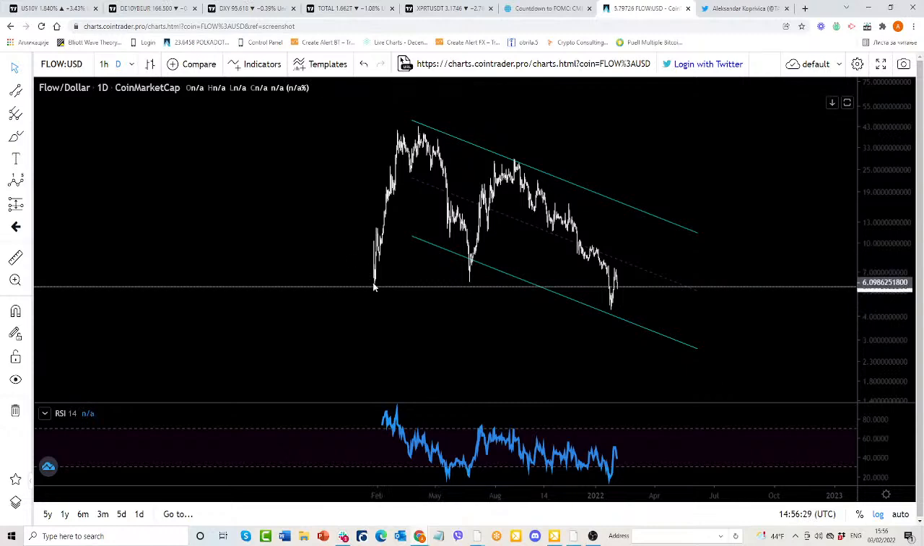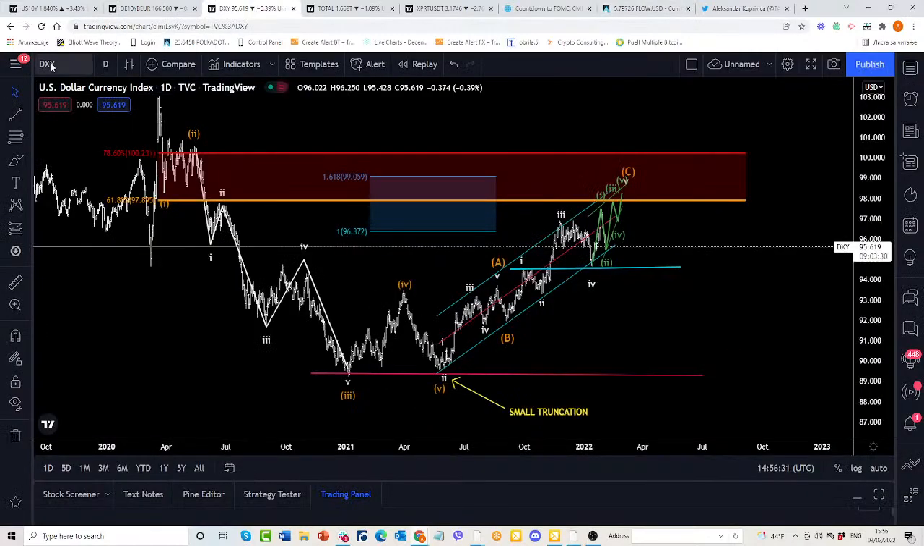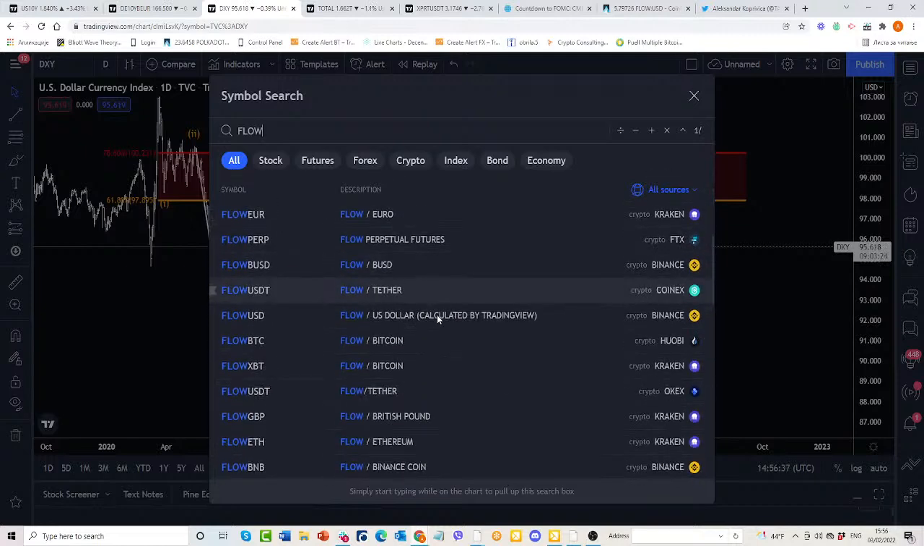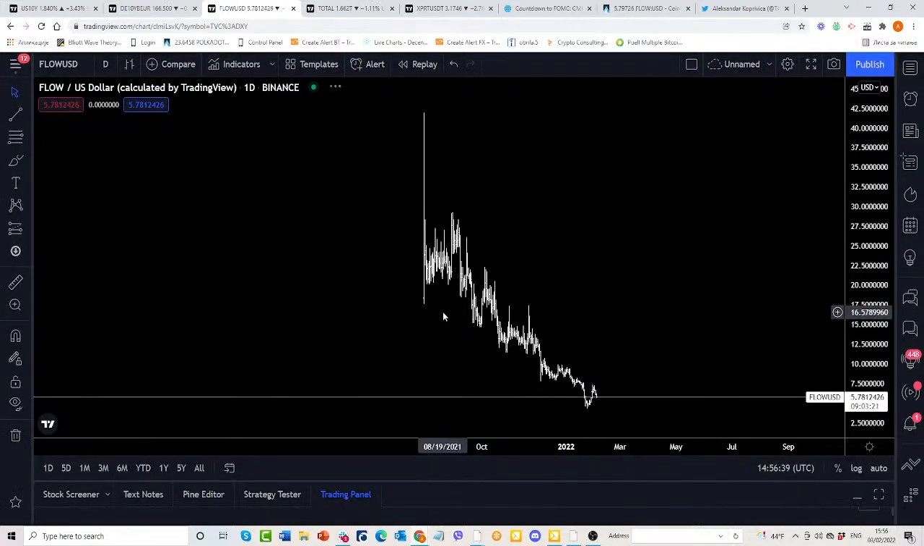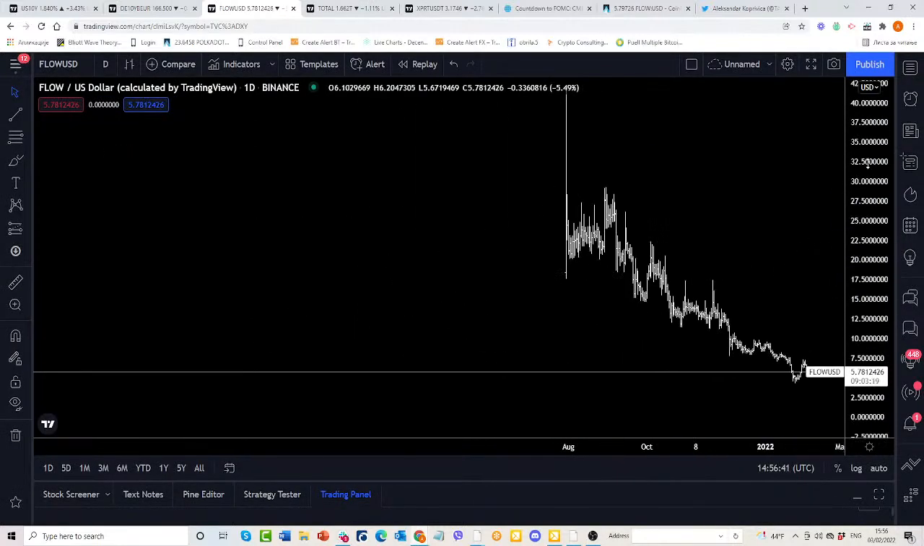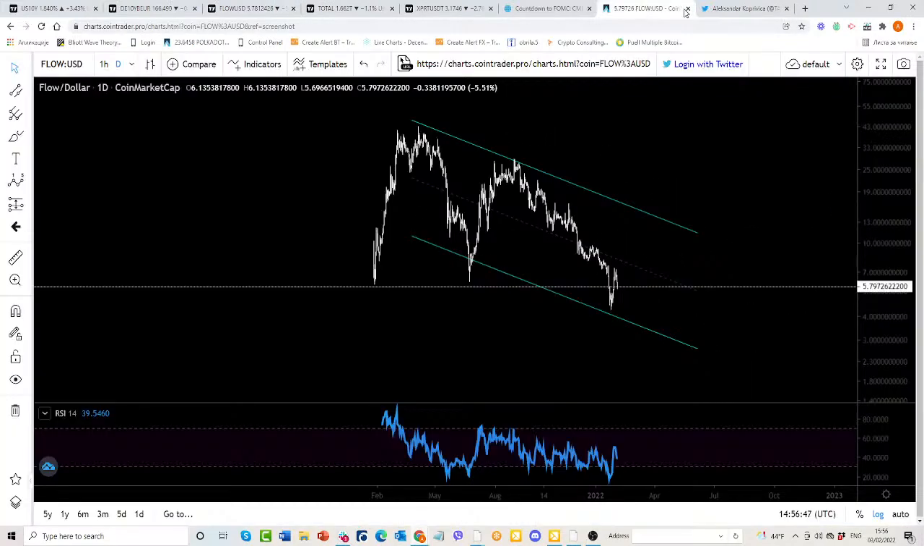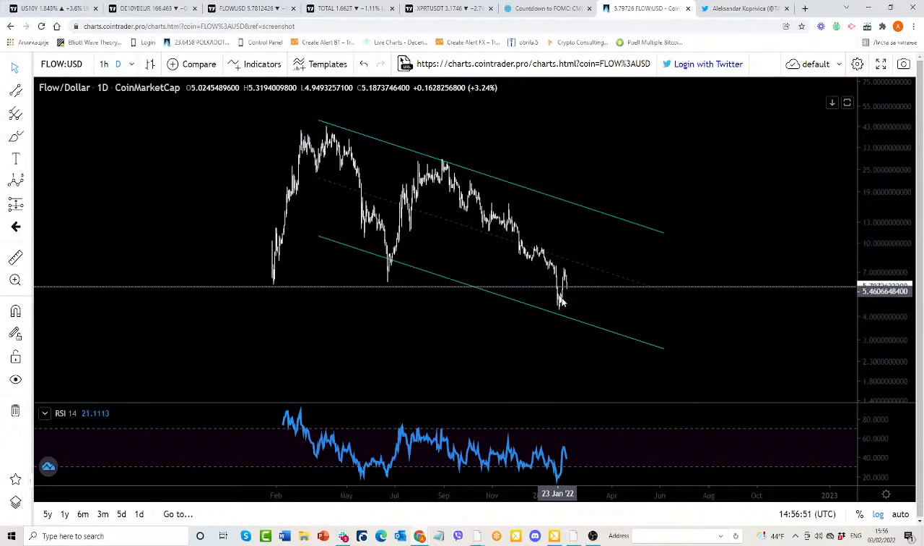Maybe this is not the whole chart, probably it's not. Let's see on TradingView, do we have a bigger chart of it? Calculated by TradingView, maybe we have. Yeah, I don't think so. This is the bigger chart, so we will have to stay with this one. And for now, this is not enough to confirm a reversal signature.